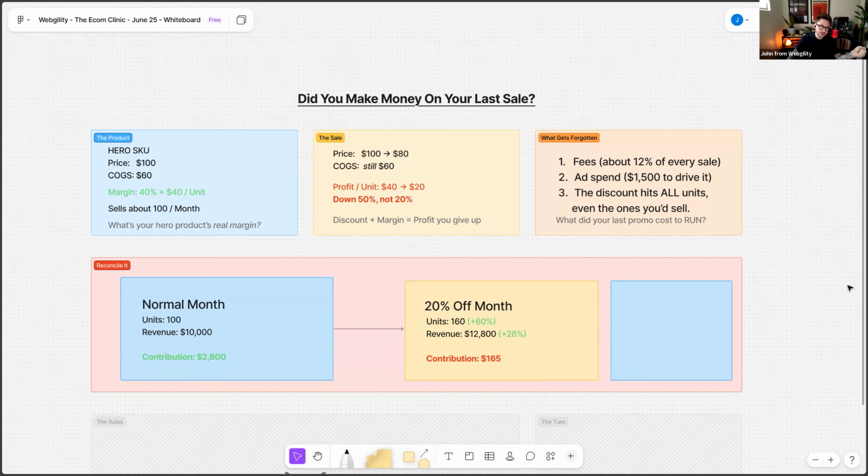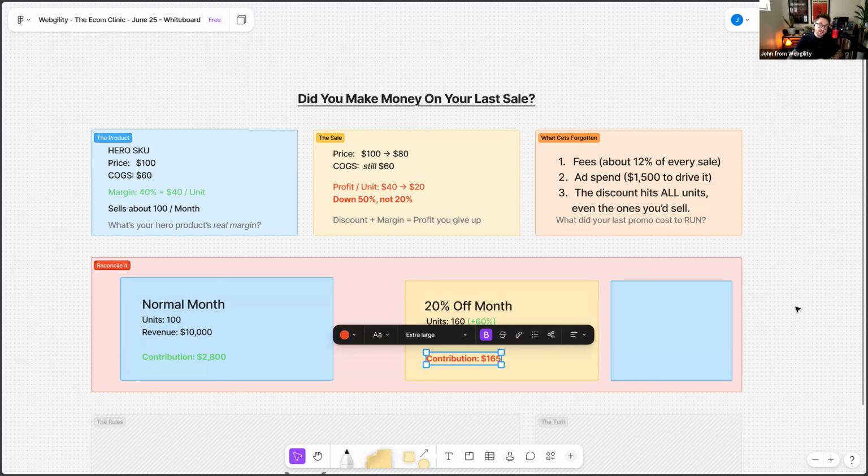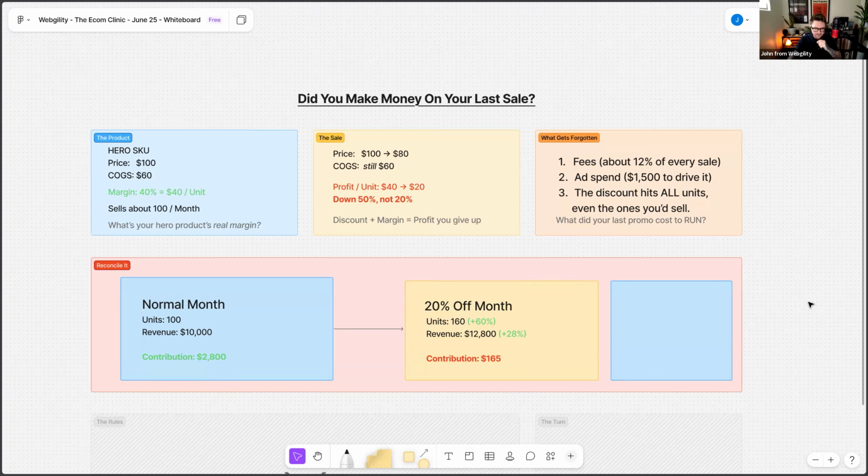Your revenue went up by $2,800, like we're seeing here, which is a 28% increase. And the contribution is much lower. If you're considering the fees, the ad spend, and the discounts, your contribution is a lot more realistic, because you're getting the real number. It's telling you a lot more of a story than what this $2,800 is in your normal months.